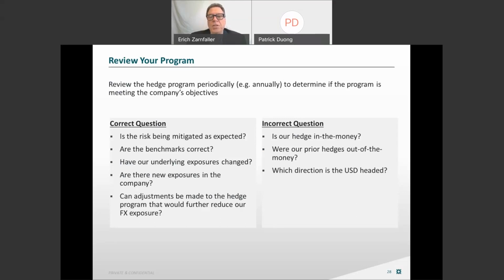On the right side of the page are what are considered incorrect questions. Are hedges in or out of the money is not the correct question to ask or judge a hedge program. The efficacy of a program is the net impact of the hedge against the exposure and meeting the stated benchmarks, the upfront stated benchmarks. The direction of currencies is also not a solid question unless you are trying to beat the market, which is not a very commonly acceptable objective. This was an objective you may not want, as I had this objective in one company, and I had many long days and nights trying to accomplish that objective.